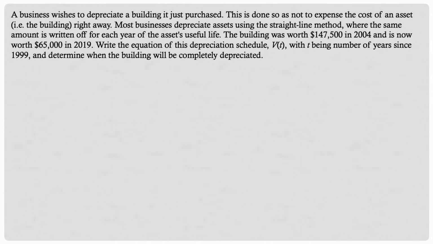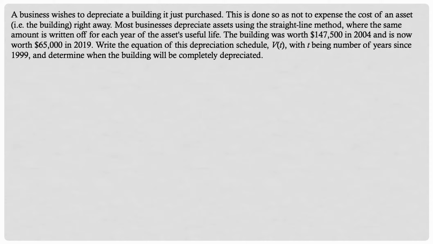In our next problem, a business wishes to depreciate a building it just purchased. This is done so as not to expense the cost of an asset right away. Most businesses depreciate assets using straight-line depreciation, where the same amount is written off each year of the asset's useful life. The building was worth $147,500 in 2004 and is now worth $65,000 in 2019.